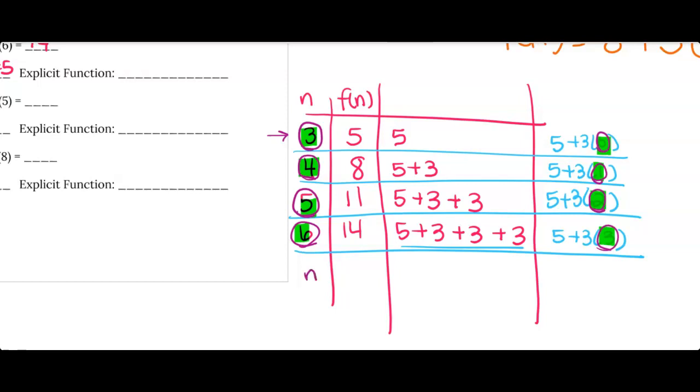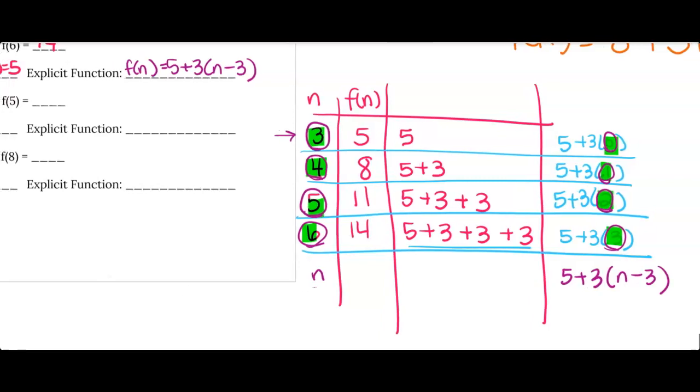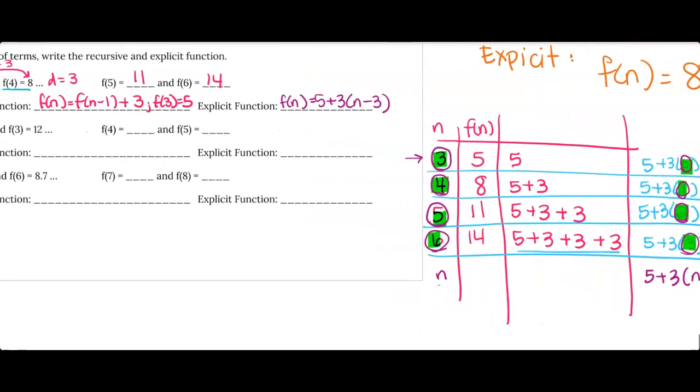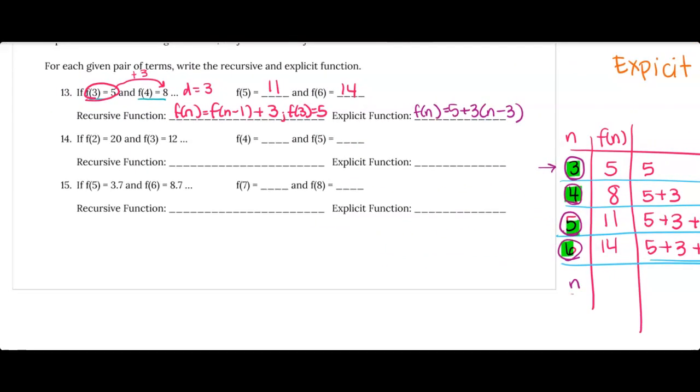So my n value would be 5 plus 3, and I get to n by doing n minus 3. So my explicit function will be f of n is equal to 5 plus 3 times n minus 3. And we see again that that third term is 5.